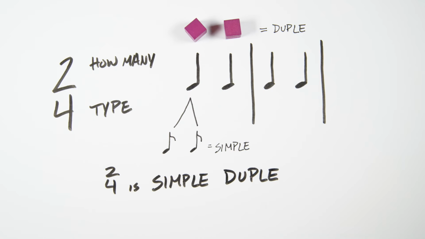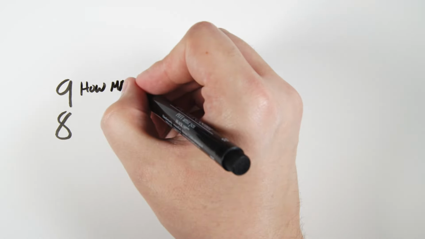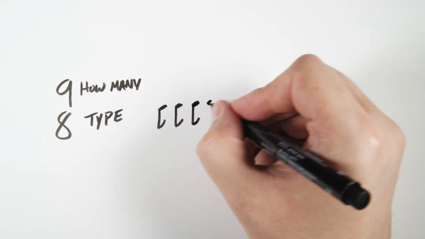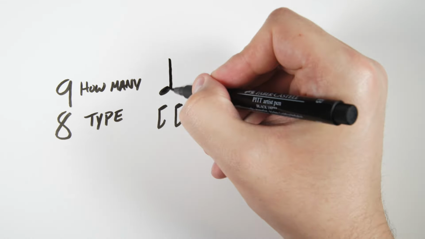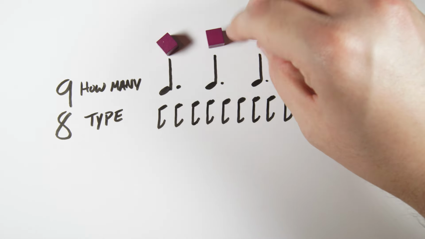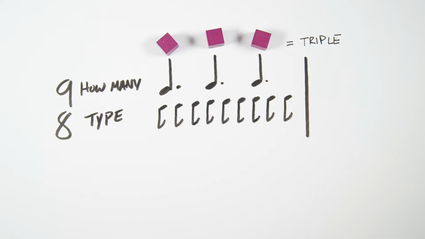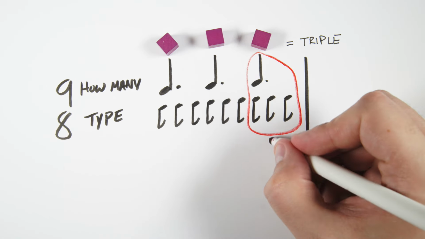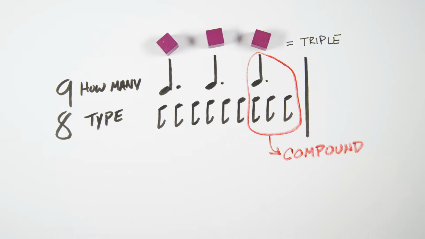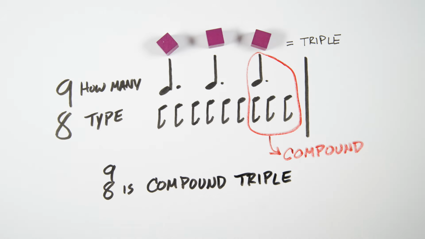Let's take another example. In 9/8 time, the top number tells us that there are 9 notes per measure, and the bottom number tells us that they are eighth notes. This is a triple meter because there are 3 beats per measure, and since the beat, in this case a dotted quarter note, can be divided equally into 3 parts, this is a compound meter. So we can say that 9/8 time is a compound triple meter. I'll put more examples in the blog post that I'll link to at the end of the video.